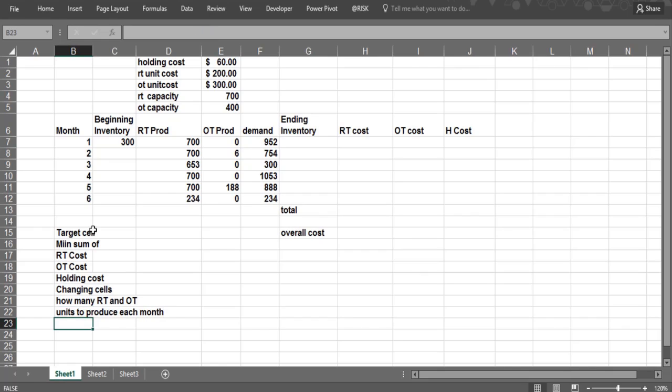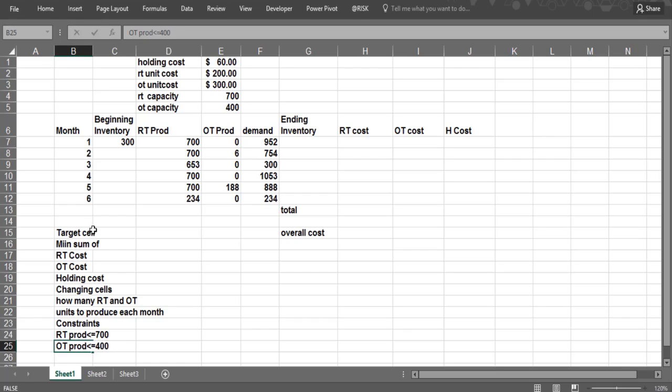Okay, now the constraints, we've got to meet demand on time. We'll come back to that in a minute. The constraints are the regular time production each month must be less than or equal to our limit of 700. The overtime production each month must be less than or equal to 400.